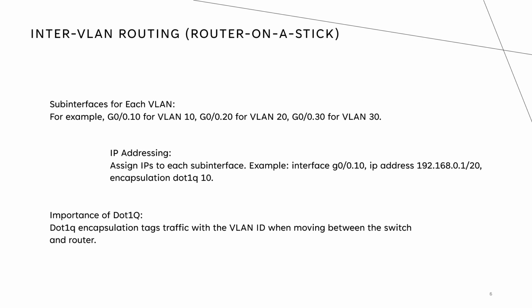On slide number 6, inter-VLAN routing. This is also something I enjoyed a lot. To enable communication between different VLANs, we must use a method known as router on a stick. Each VLAN is assigned a subinterface on the router. For example, interface G0/0.1 for VLAN 1 and G0/0.2 for VLAN 2. 802.1Q encapsulation is used to tag the traffic with the appropriate VLAN IDs as it moves between the switch and router. This approach enables the router to route traffic between VLANs, making inter-VLAN communication possible.